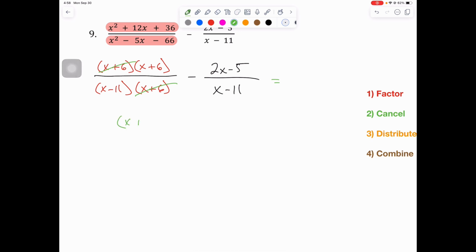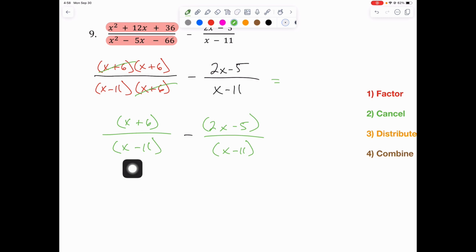We have our x plus 6 over our x minus 11. Bring down our subtraction symbol. Rewrite that entirety in green, over x minus 11. All right, as you can see, we do have that same common denominator of x minus 11, so we don't have to do the things we did with numbers 2 and 3.